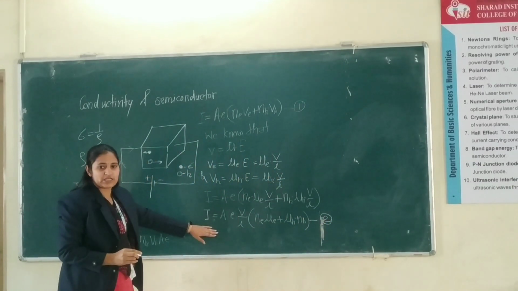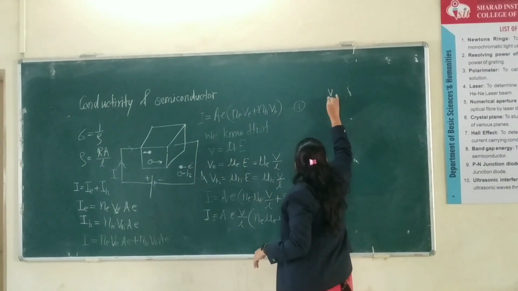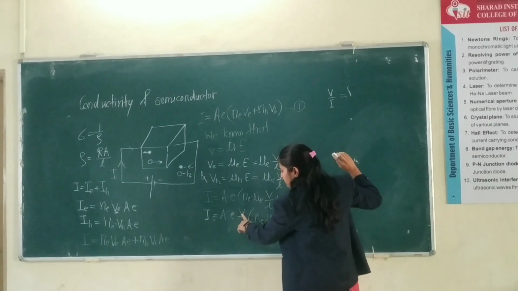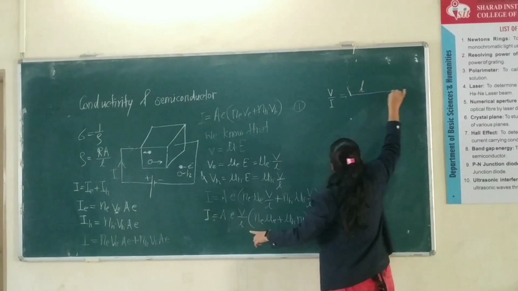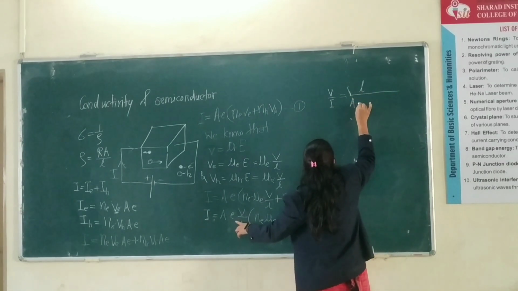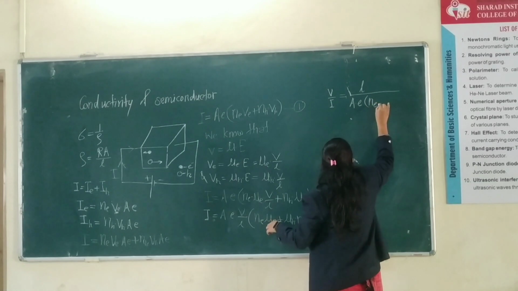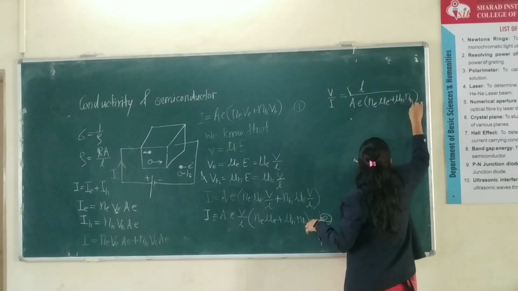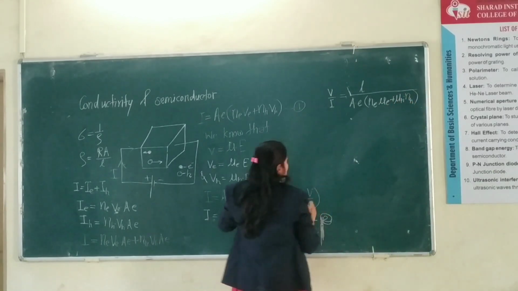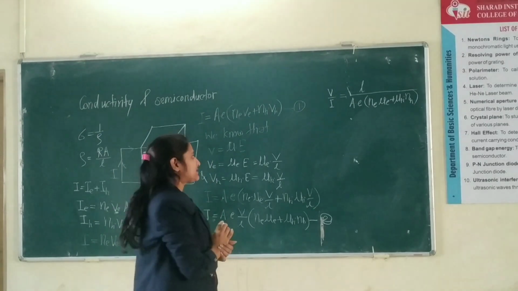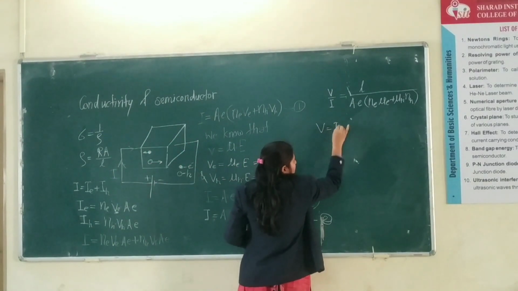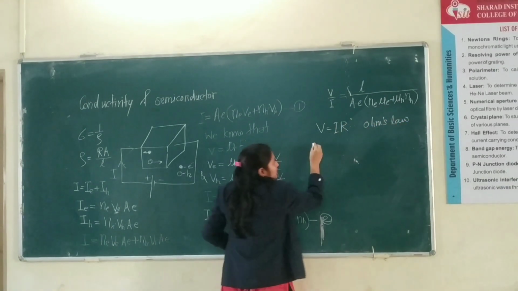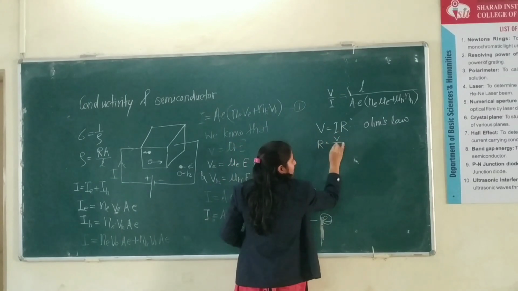Again rearranging this equation, V by I, we get N divided by A into E in bracket Ne mu E plus mu H into N H. Okay. So we know that according to Ohm's law, V is equal to IR. Okay, so V is equal to IR, Ohm's law. So therefore R is equal to V by I.